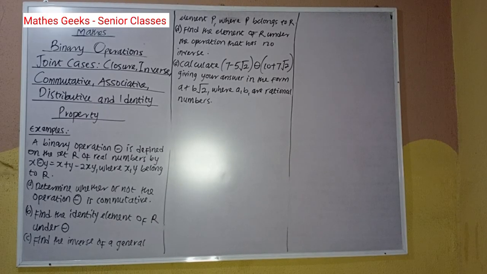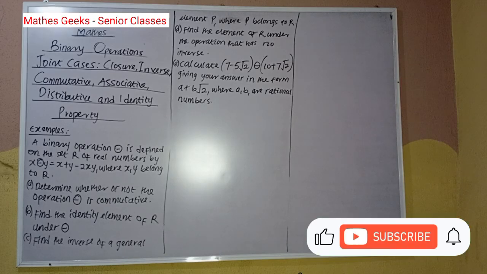In this lesson, we're going to look at closure, inverse, commutative, associative, distributive, and identity properties. A binary operation * is defined on the set R of real numbers by x * y = x + y − 2xy, where x, y belong to R.